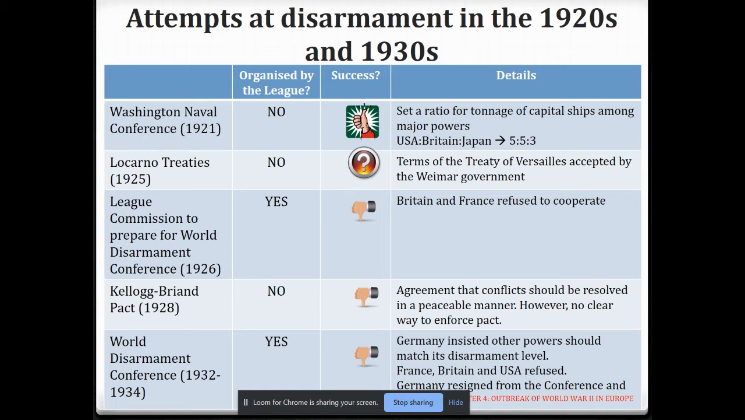Next is the Locarno Treaties. Was it a success or not? It's not quite sure. The terms of the Treaty of Versailles were accepted by the Weimar government, and to be honest, this being a big question mark, we're not going to go in depth into the Locarno Treaties. Now, there was the World Disarmament Conference in 1926. It was organized by the League, but unfortunately, Britain and France refused to cooperate, so it was a failure.